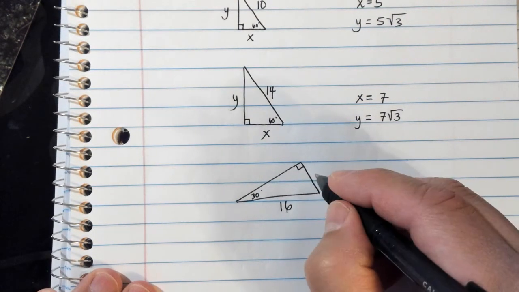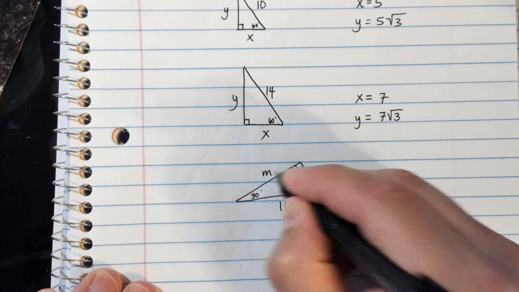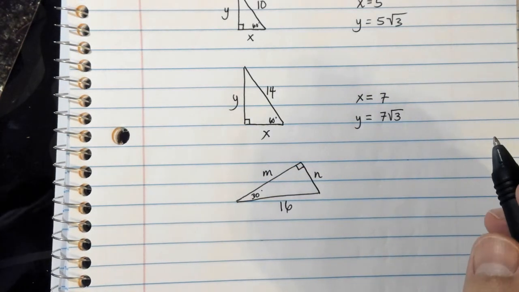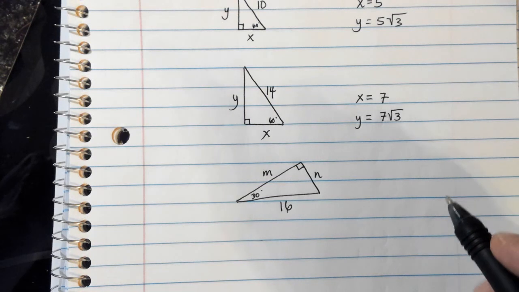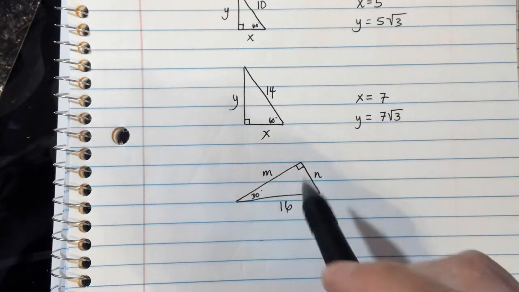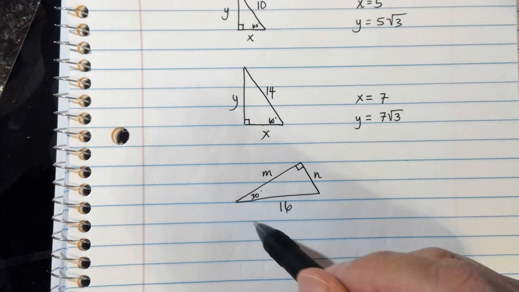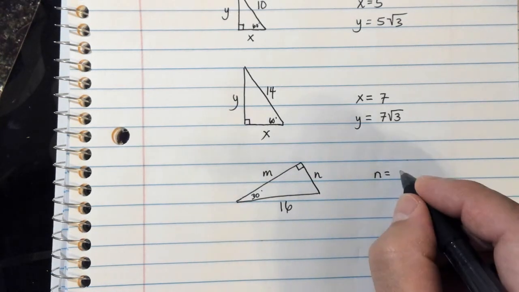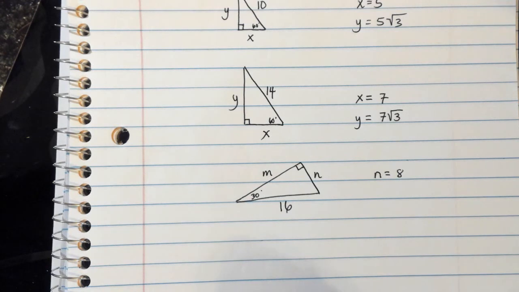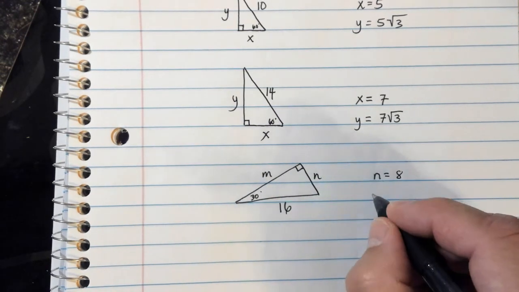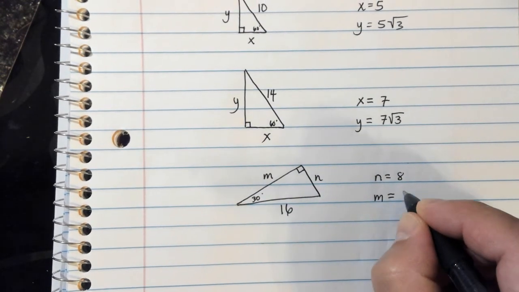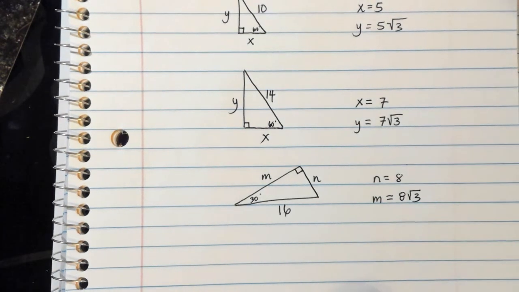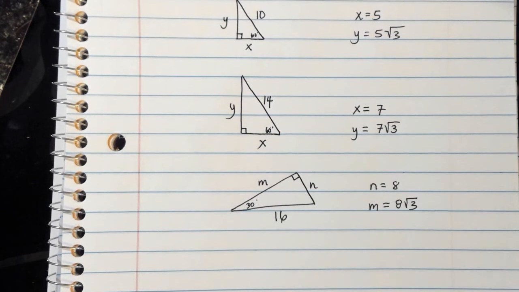I'm going to use different letters this time, just to throw you off. Which side is the small side? That's the side that you should always do first when you're doing this type of problem. And N is the small side, N is half as big. And then the medium side, I used M for medium, is the small side times the square root of 3. So that's type 1.